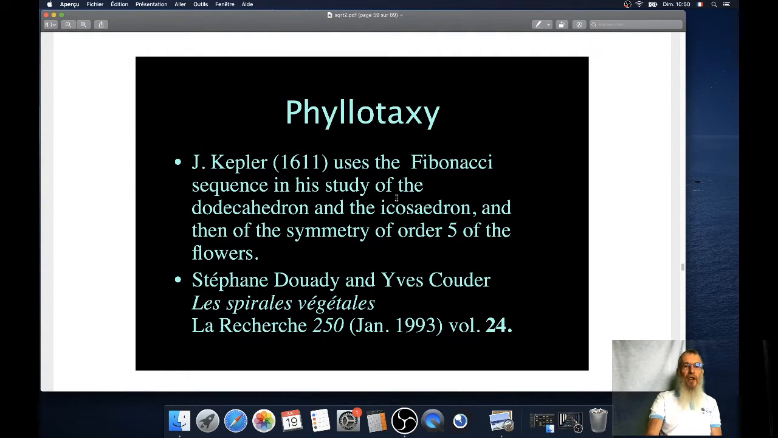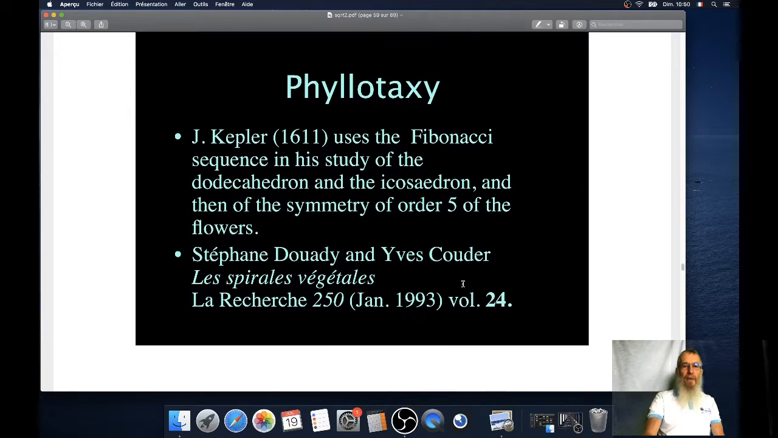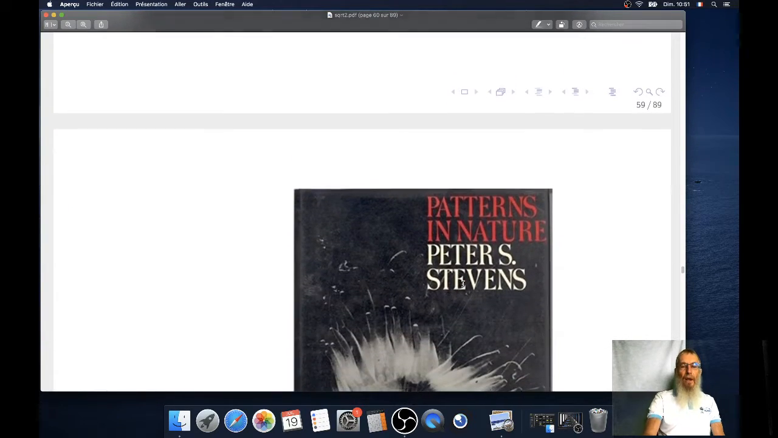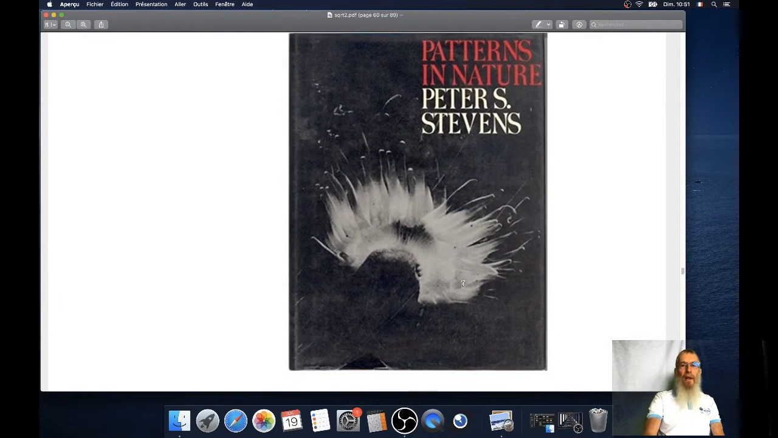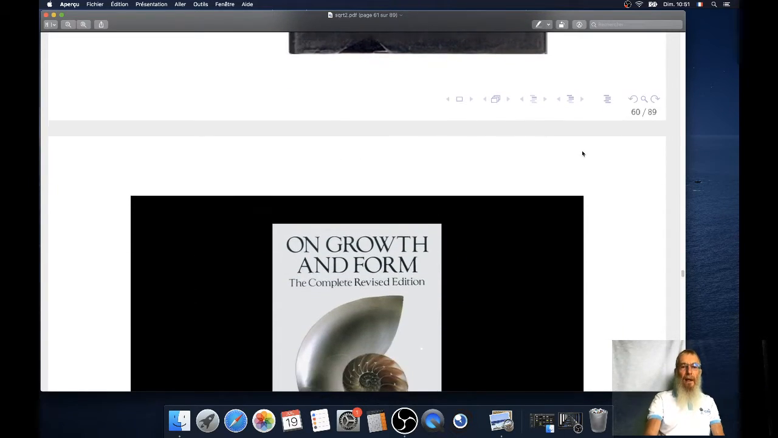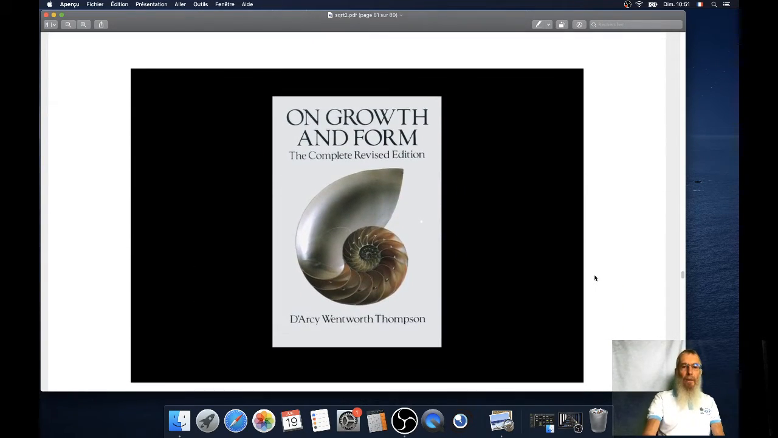Kepler used the Fibonacci sequence in his study of the dodecahedron and icosahedron and the symmetry of order 5 of the flowers. And there are some interesting papers related with the phyllotaxy. You will get some more information in the two books. One of them is by Peter Stevens, Patterns in Nature, and another one is Growth and Form by D'Arcy Wentworth Thompson.